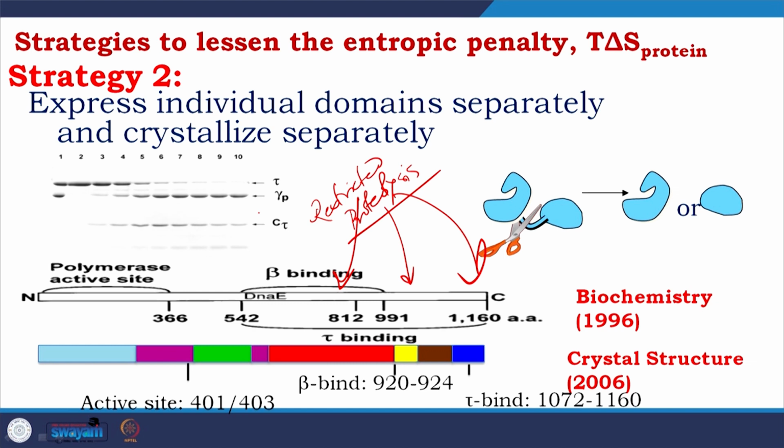So, they get the biochemistry here, understand it, then get the domains and publish. See, they did the biochemistry in 1996 and it took them 10 years to get the crystal structure, because this is a very big protein and getting crystals is very difficult.